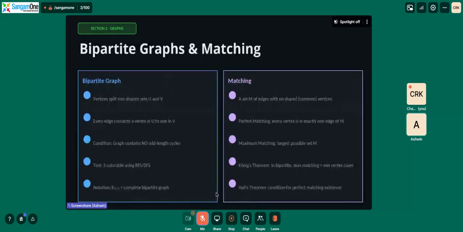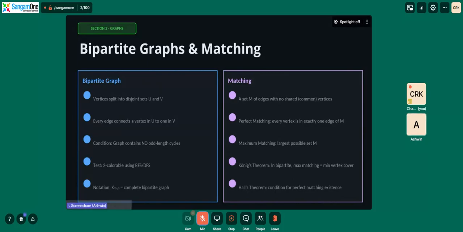Moving on to bipartite graphs and matching. In a bipartite graph, vertices split into disjoint sets U and V, and every edge connects a vertex in U to one in V. The condition is that the graph contains no odd length cycles. The test is two-colorable using BFS or DFS. Here BFS is breadth first search and DFS is depth first search. Its notation is K m comma n, the complete bipartite graph.